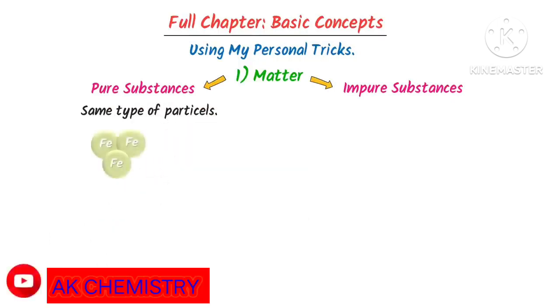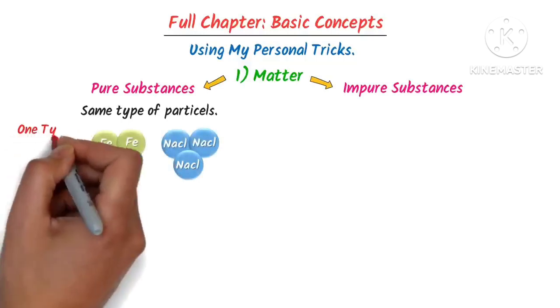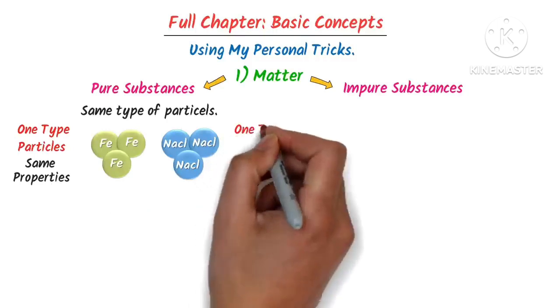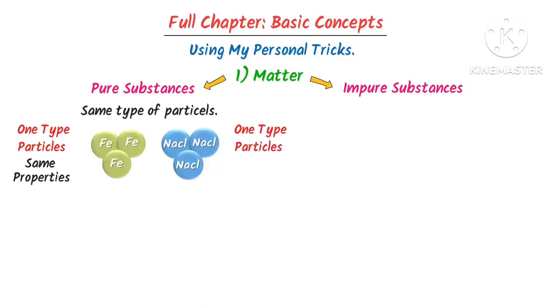For example, consider iron sheet and sodium chloride. We can see that this iron sheet contains one type of particles. All these particles have the same properties. So we say that iron sheet is a pure substance. Secondly, this sodium chloride also contains one type of particles. All the particles have the same properties. So we say that sodium chloride is a pure substance.